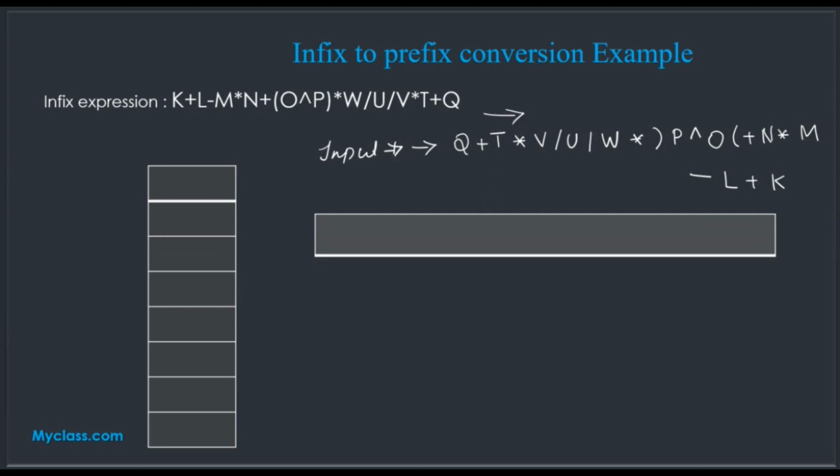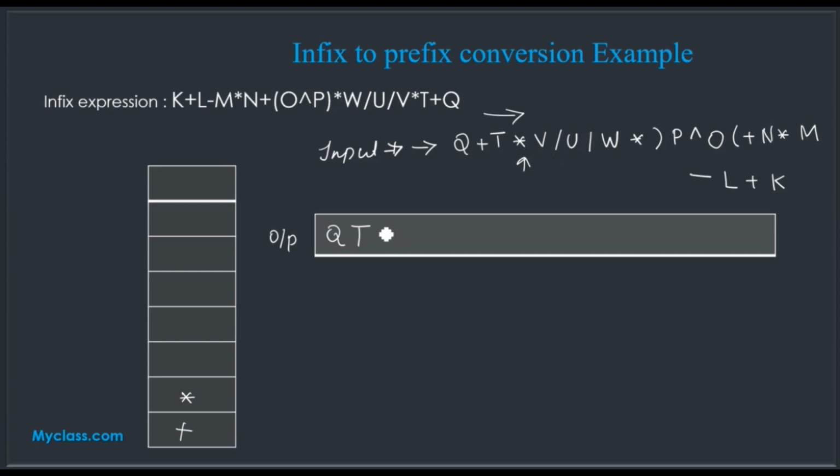When we are scanning, if an operand comes, we add it into our output expression. If it is an operator and the stack is empty, no need to worry, we just push that operator into our stack. Next is a star, an operator, and the stack is non-empty, but star has higher precedence than addition, so we push the star into our stack.